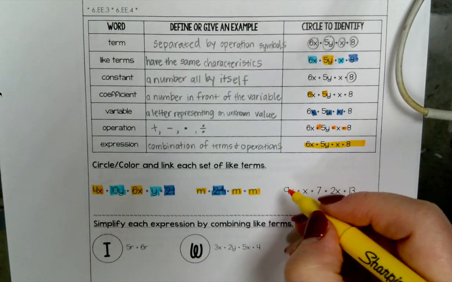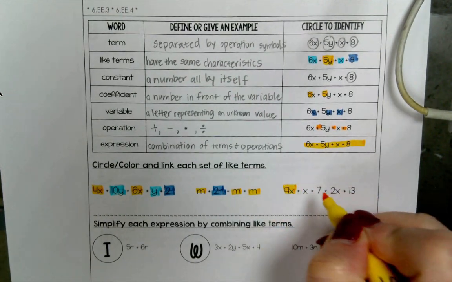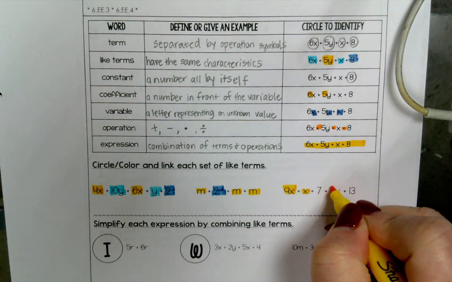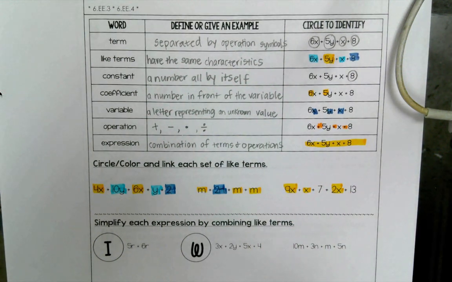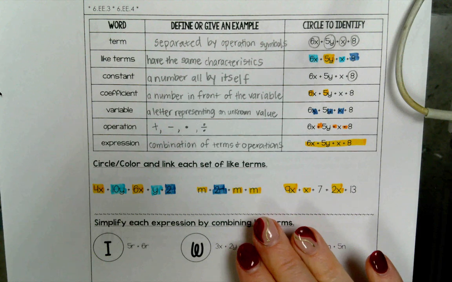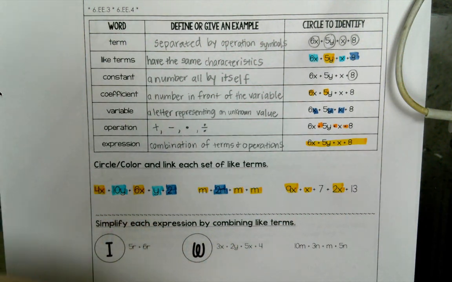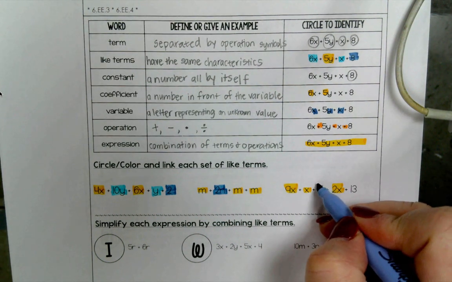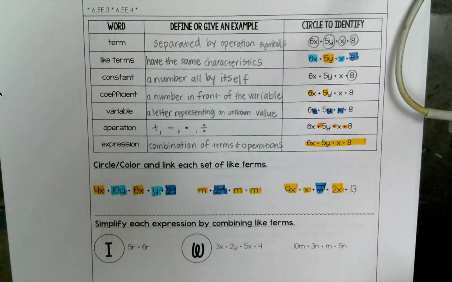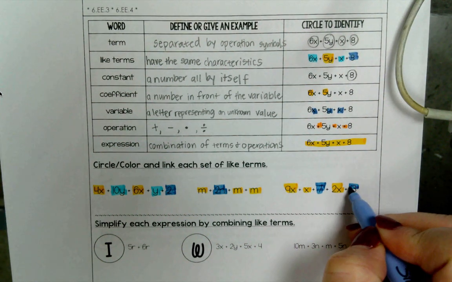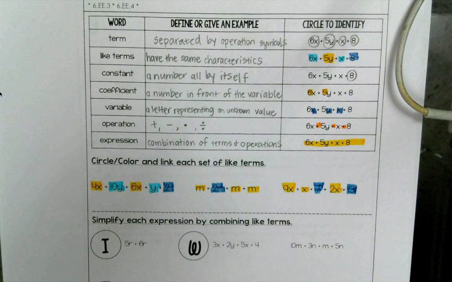9x. So I have 9x, and then do I have any more with x? I have x, and then I have 2x. There are no other terms that have the variable x, so we're good. The next thing I'm going to highlight is my constant 7, because it's a number all by itself. Do I have another constant? Yes, I have 13. That's it.